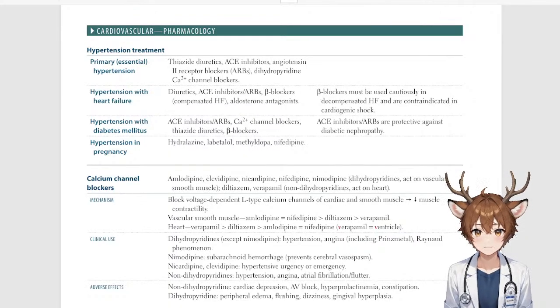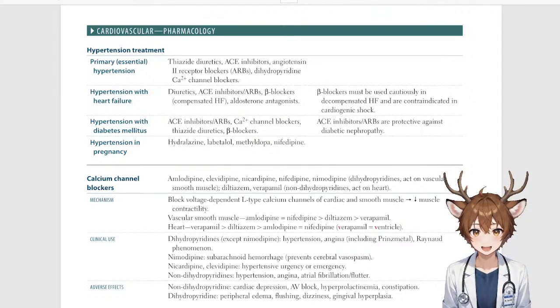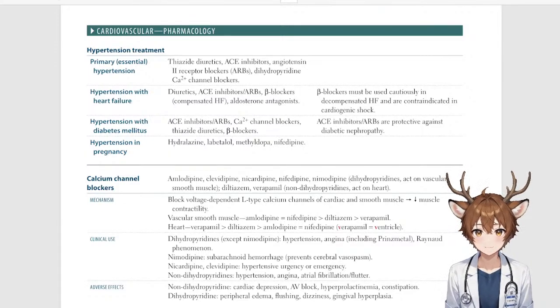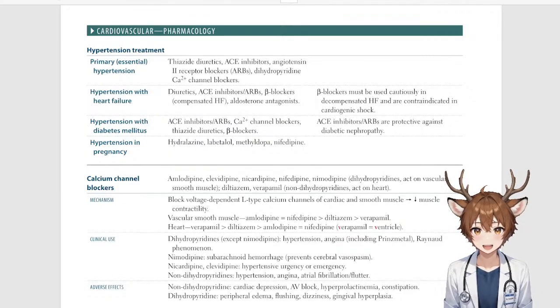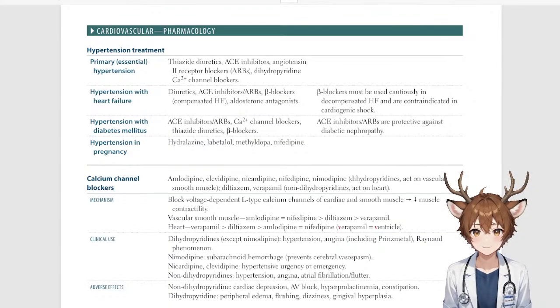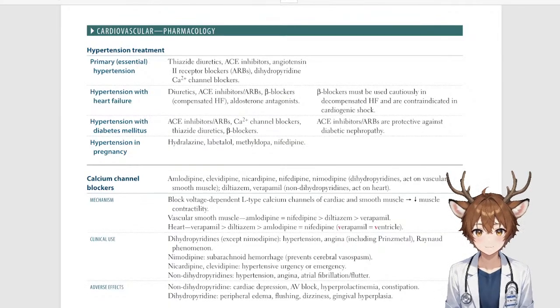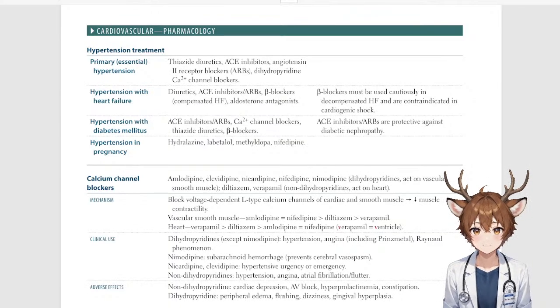Hypertension with pregnancy. How do you treat it? Hydralazine, methyldopa, labetalol, and nifedipine. And they have a little mnemonic for those. They say, hypertensive moms love nifedipine. But hydralazine, methyldopa, labetalol, and nifedipine. Those are good ones.